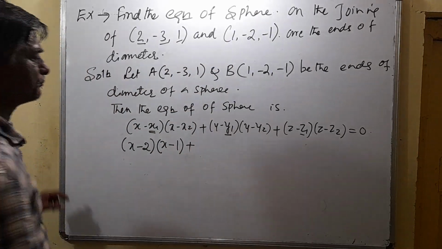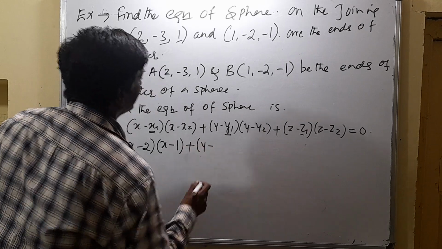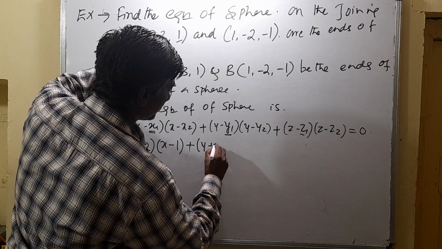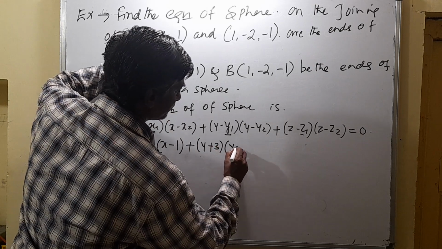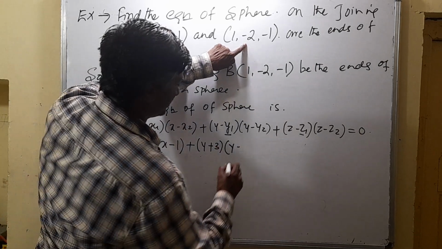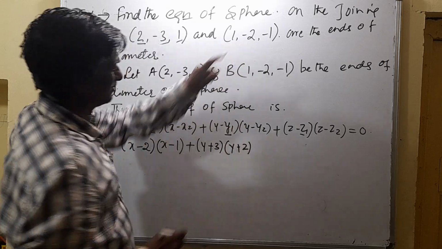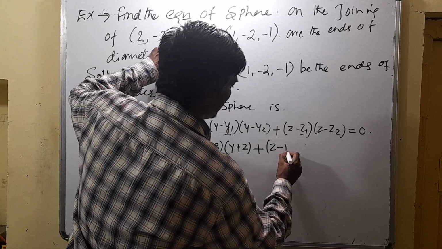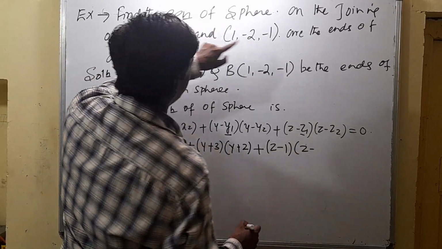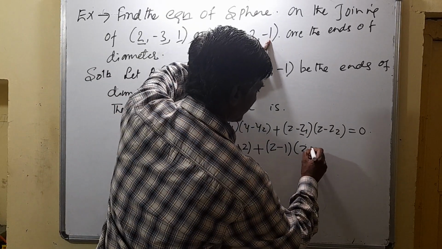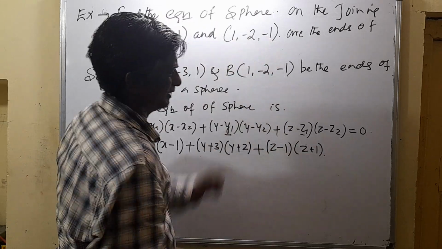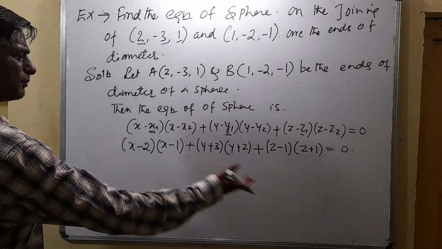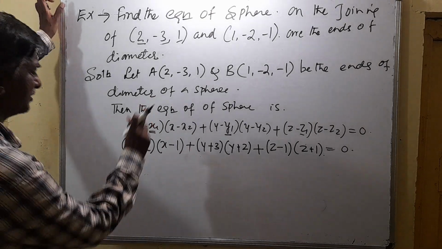what is that? Same, 1, plus y minus y1, minus 3. Here is minus. Minus of minus, plus 3. Y minus y2 is how much? Minus 2. Minus of minus, plus. Plus z minus z1 is 1. Z minus z2 is minus 1. Z minus minus 2 plus 1 equal to 0. Okay. Just multiply to get the equation.